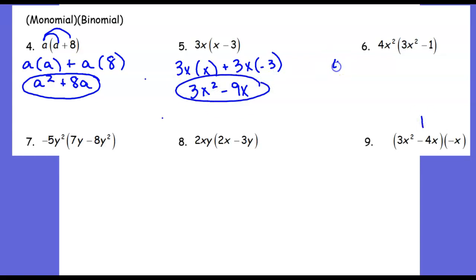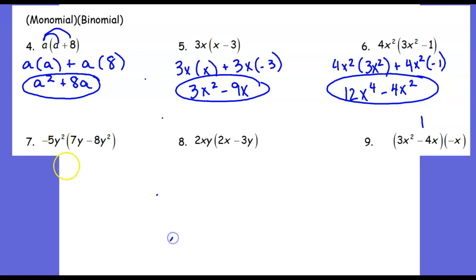All right, 4x squared is going to be multiplied by 3x squared. All right, plus 4x squared is going to be multiplied by -1. So this would be 12x to the fourth minus 4x squared.